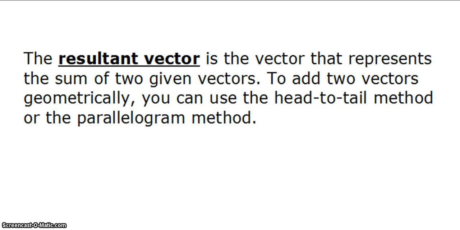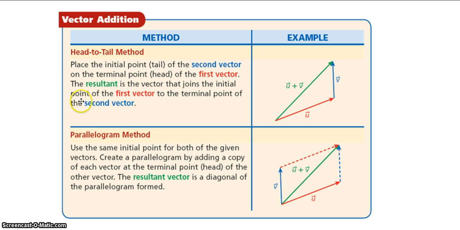So we can add them geometrically, using the head-to-tail method or the parallelogram method. We just reviewed those. With head to tail, we have an initial vector with an initial point and terminal point, and then we put the second vector's initial point at the terminal point of the first vector. Then we form a triangle, where the resultant vector joins the initial point of the first vector to the terminal point of the second vector. So it combines the two.